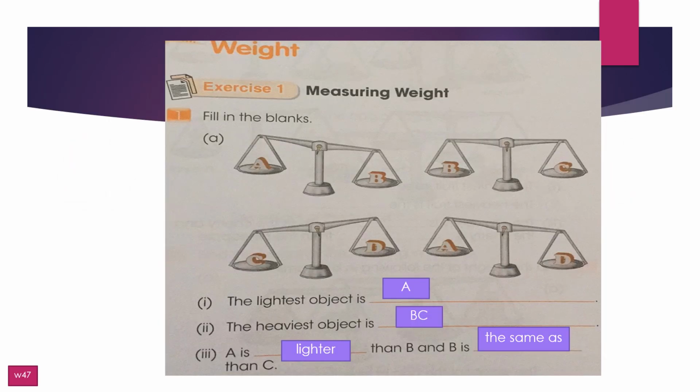Okay. Next, we have here on page 47 of your workbook. Exercise 1, measuring weights. Fill in the blanks. Letter A, this is a balancing scale. These are balancing scales. How many? 1, 2, 3, 4. Okay, the lightest object is what? So letter A. Look at this.